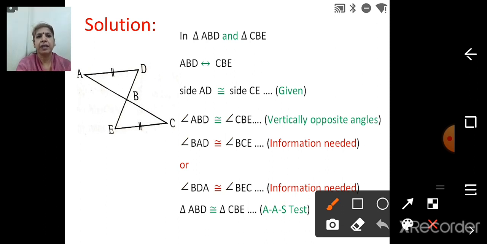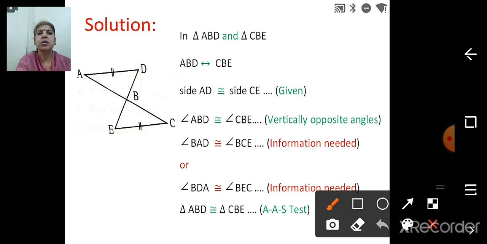Reason: given. Only this one, identical marks are given. And then the next we will find is vertically opposite angles. And that is angle ABD, this angle, congruent to angle CBE. So we will write angle ABD congruent to angle CBE. The reason is vertically opposite angles.